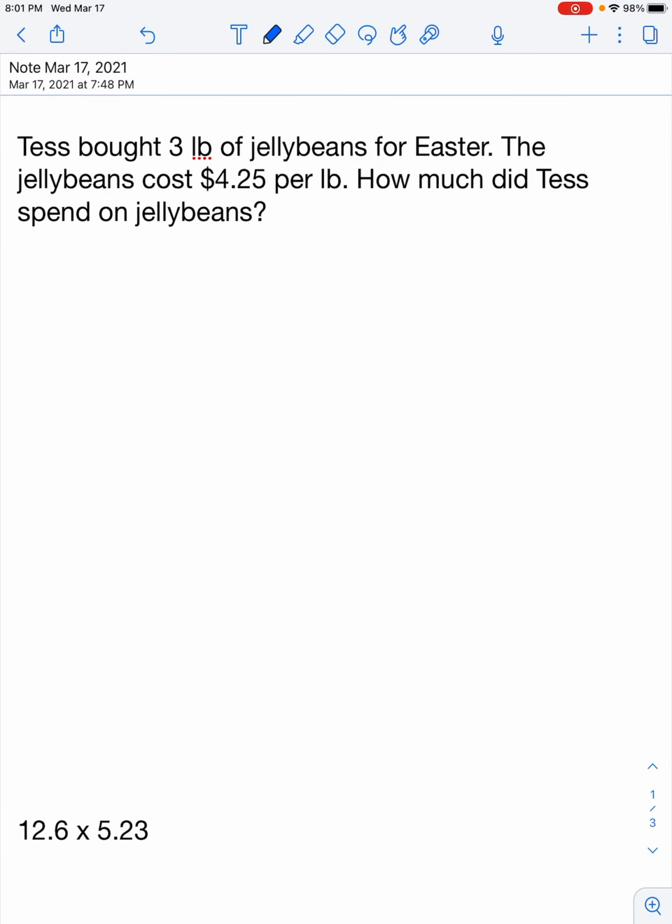Let's multiply some decimals. Our first problem is about Tess, who bought 3 pounds of jelly beans for Easter. The jelly beans cost $4.25 per pound, and we want to know how much Tess spent on jelly beans. So obviously our expression is going to be 3 times 4.25.